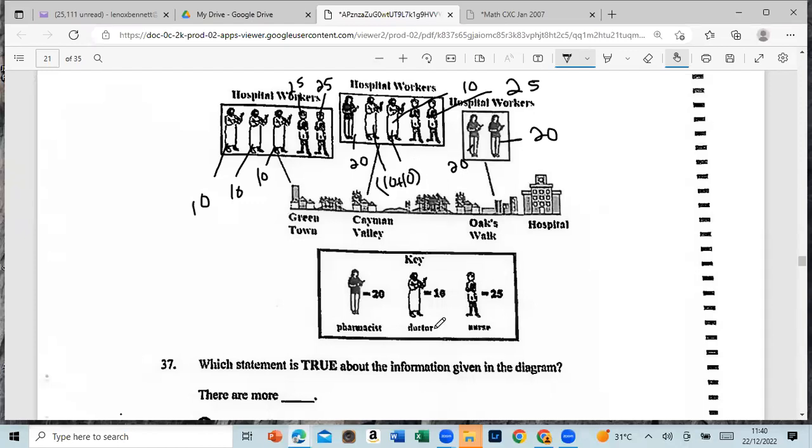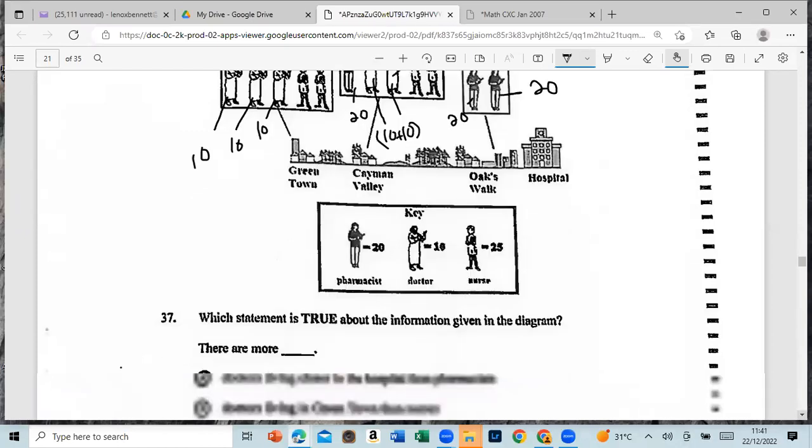All right. So you see now. Which statement is true about the information given in the diagram? There are more doctors living closer to the hospital than pharmacists. Let us see. How many doctors live close to the hospital, guys?